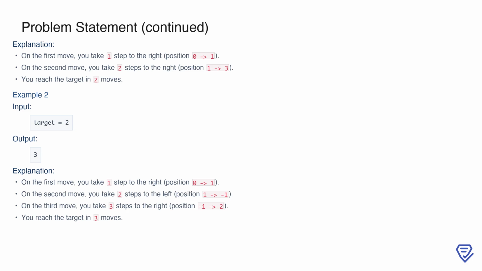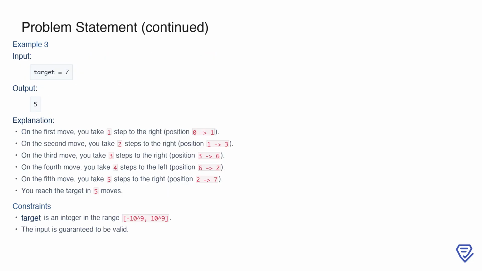Now consider a different example where the target is 2. In this case, the first move is again 1 step to the right, bringing you from position 0 to position 1. On the second move, you take 2 steps to the left, moving from position 1 to position -1. Finally, on the third move, you take 3 steps to the right, reaching position 2. This means that it takes 3 moves to reach the target of 2.